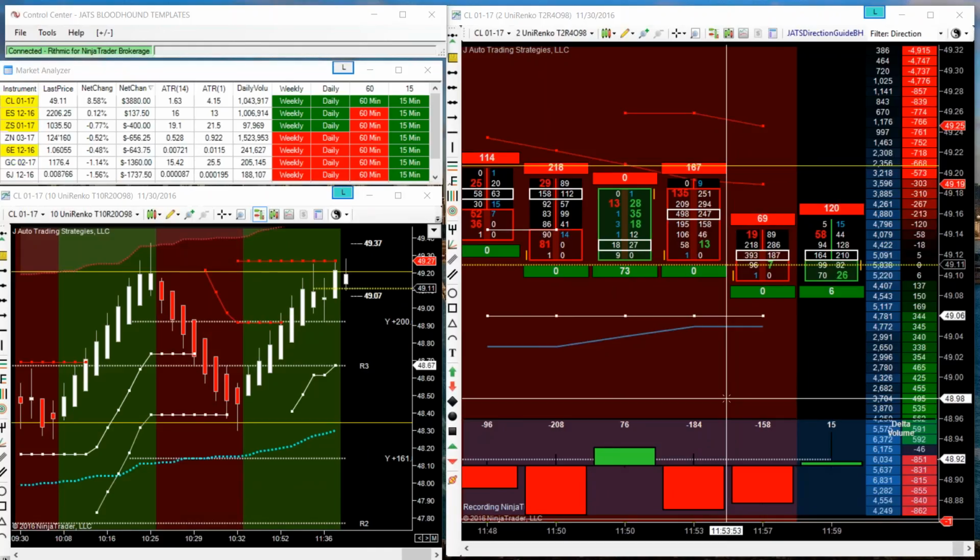Protect your downside. That's what this entirely is about. And I have to say, it's a lesson that I'm always continually learning. It is the most important component of trading, and that is risk and protecting your risk capital.